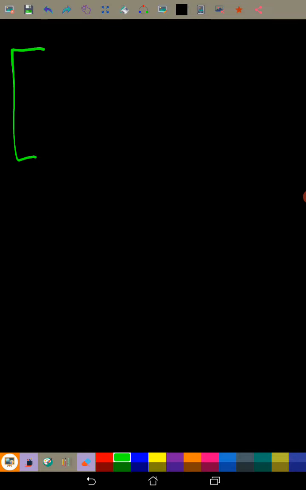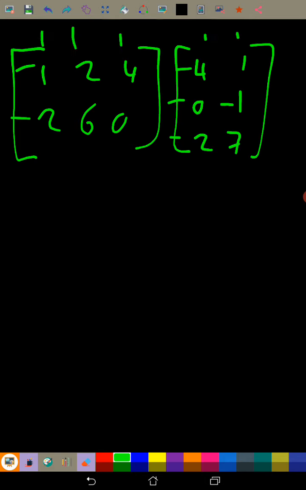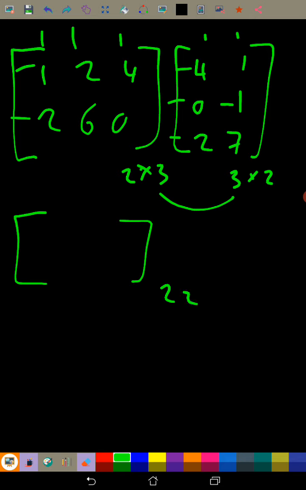Now let's do another example. We have 1, 2, 4, 2, 6, 0, and we have 4, 1, 0, minus 1, 2, 7. Notice that the first one has 2 rows, 3 columns, so it's a 2, 3 here, and it's a 3, 2 here. Can we multiply them? Yes, because these are the same. What will we get? We'll get a 2 by 2. So how do we multiply this?